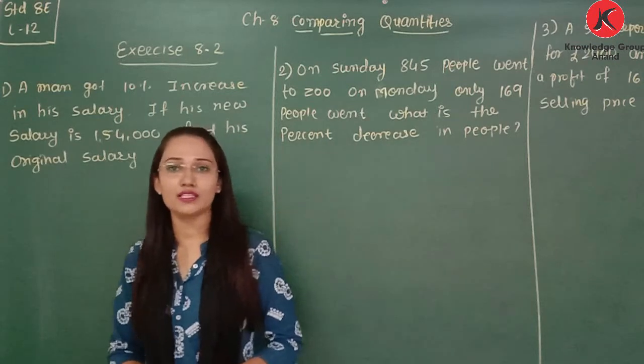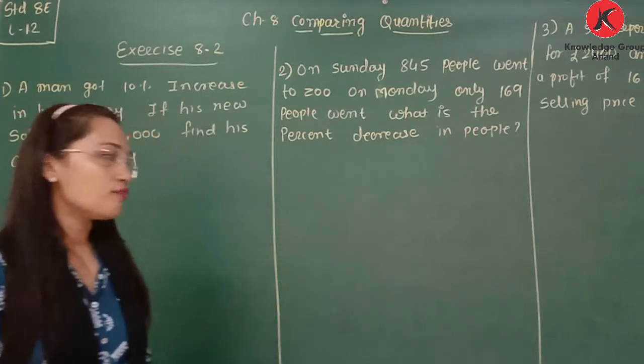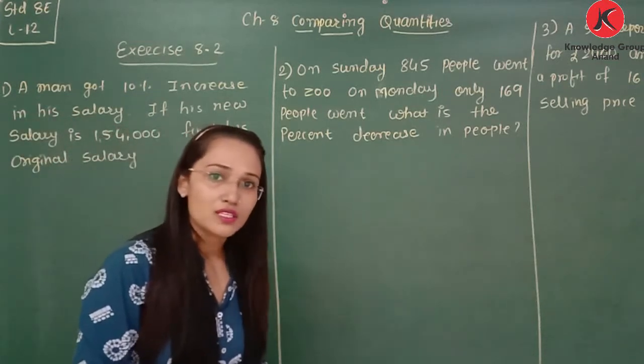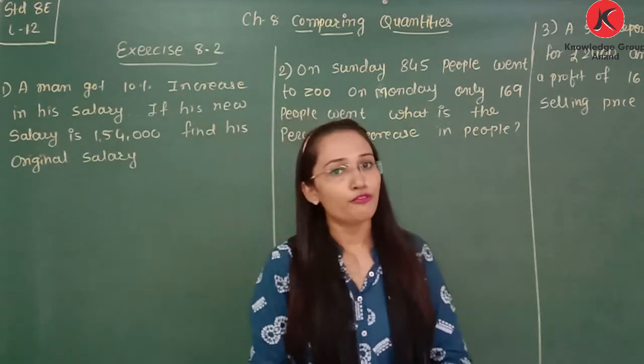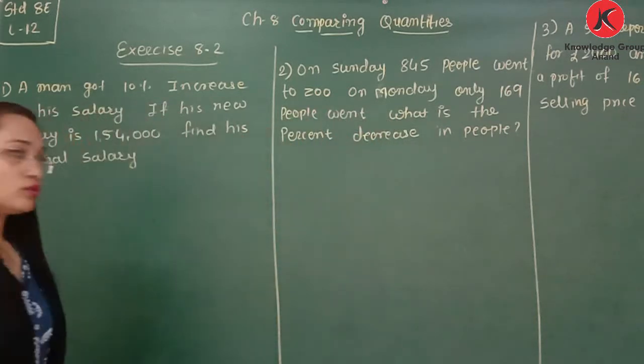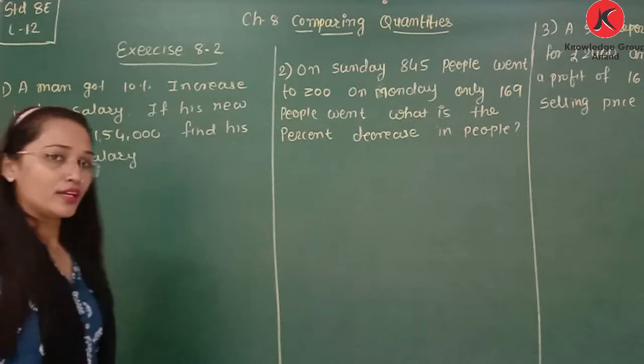Percentage value-added tax is equal to value-added tax divided by original value. Our original value is what? Cost price, means value before tax, multiplied by 100. Clear? So now today we will solve exercise 8.2.